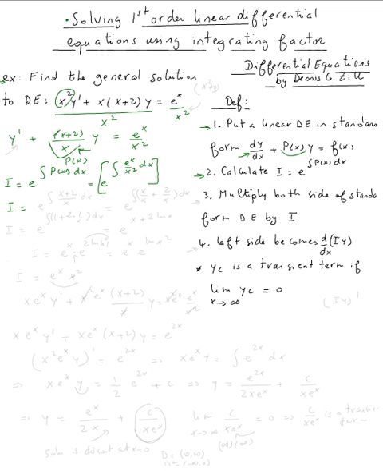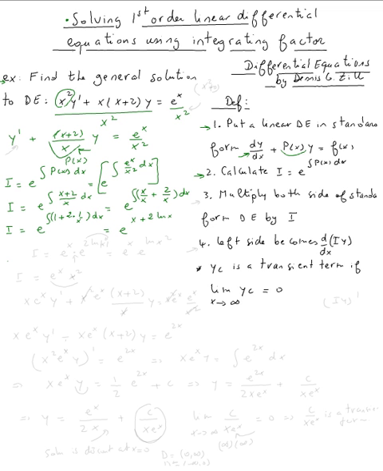So the integrating factor is equal to e to the integral of (x plus 2) over x dx. I'm going to do it in 2 mini steps: e to the integral of x over x plus 2 over x dx, which is the integral of x over x is 1, plus 2 times 1 over x dx. Now the integral of 1 is x, plus 2 times the integral of 1 over x, which is ln x.